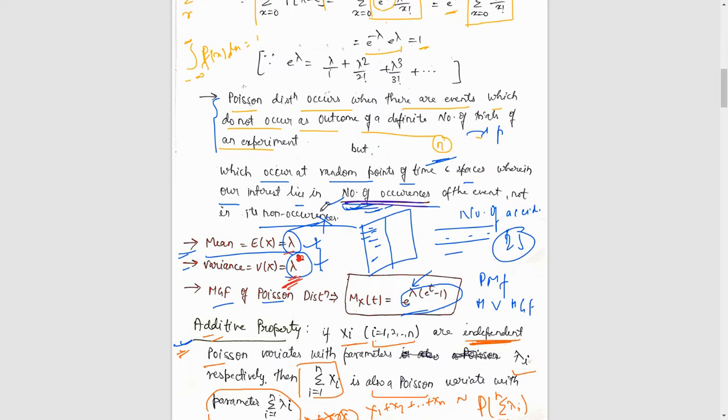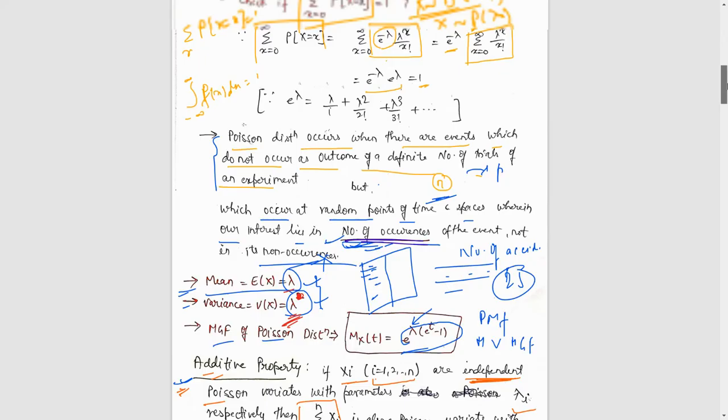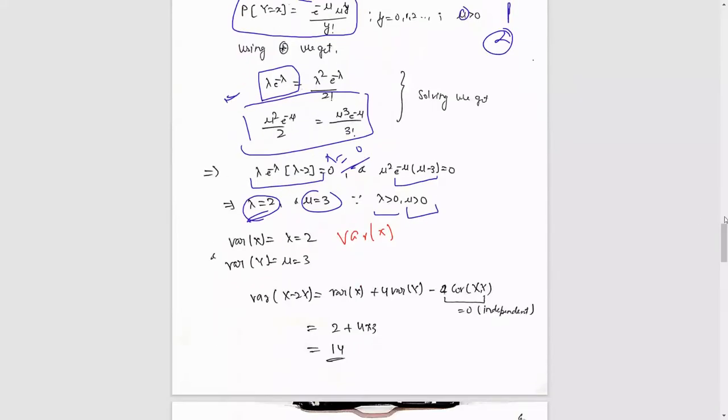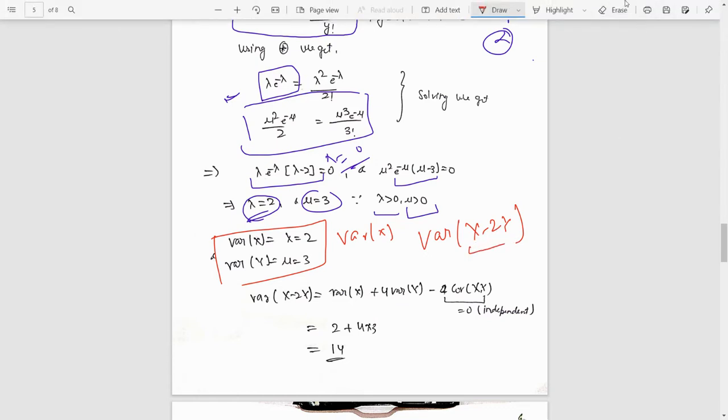In this case, knowing the values of lambda and mu, the random variable x will have a variance of 2, and the random variable y will have a variance of 3. So this part we are clear. Now we are required to find the variance of x minus 2y. I did not teach you what the variance is when finding the variance of a combination of two random variables. Just give me one more second.